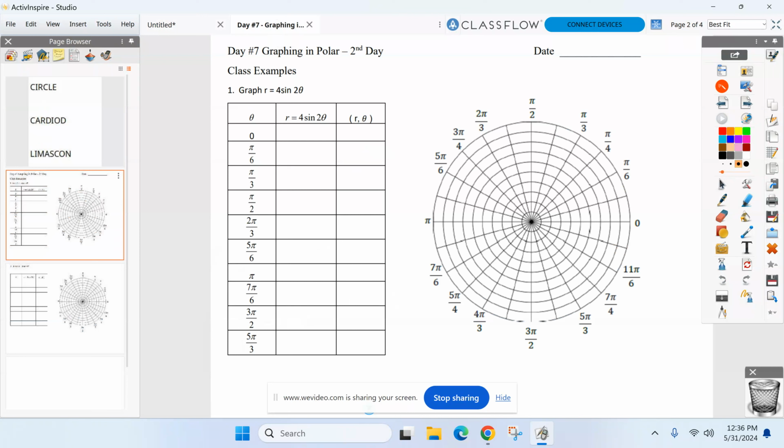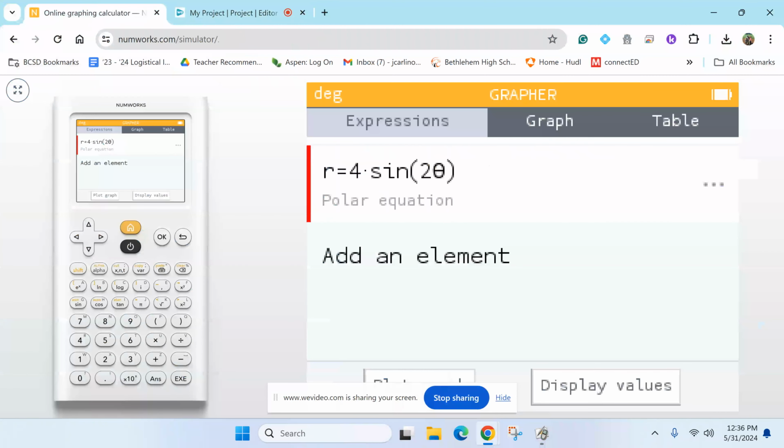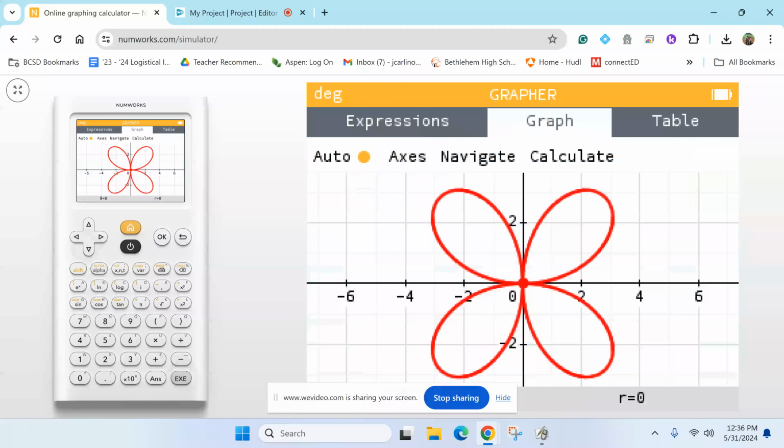So you can take a look and I can put a name to this now. When I put a number next to the theta, make sure you're in radian mode too eventually. So go to Grapher, type that equation in, R equals 4 sine 2 theta. Oh, that's pretty. I like that. Everyone getting this on their graphing calculator?